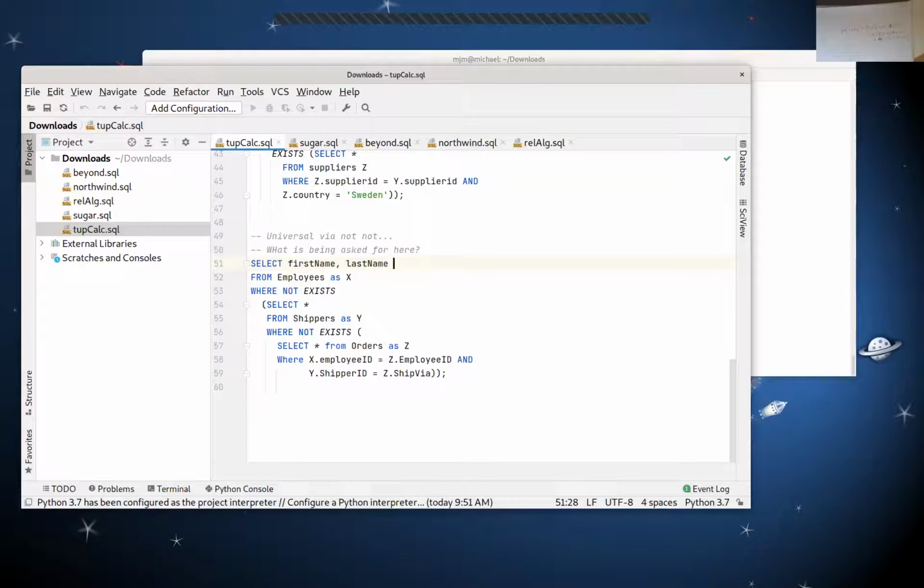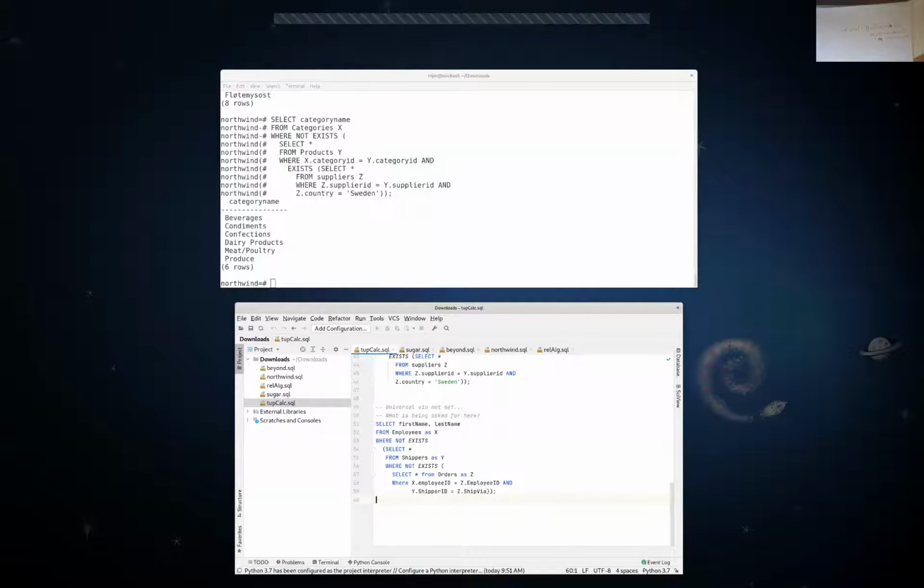All right, so I want to delve into that just a little bit more because this is a key point that I want you guys to see. First of all, this double not exists is giving us a universal quantification, right? We can do the transformation here and show how that works. But let me go over here and share a different screen, or rather share no screen. Stop share.